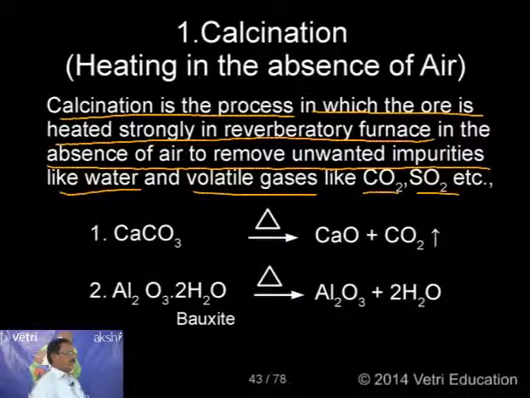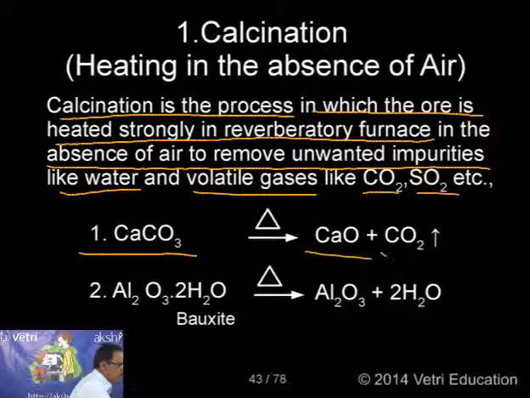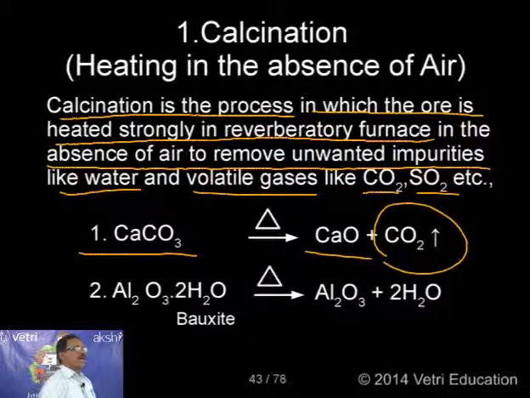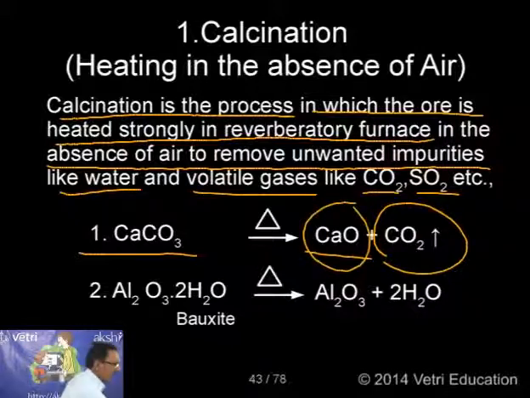Calcination is the process in which the ore is heated strongly in a special apparatus called a reverberatory furnace in the absence of air to remove unwanted impurities like water in the form of steam and volatile gases like carbon dioxide and sulfur dioxide. A specific example: let me take calcium carbonate. When I heat it, it is converted into calcium oxide, and carbon dioxide is allowed to escape. So I am getting a more suitable form, the oxide form, calcium oxide, from which I can extract profitably.